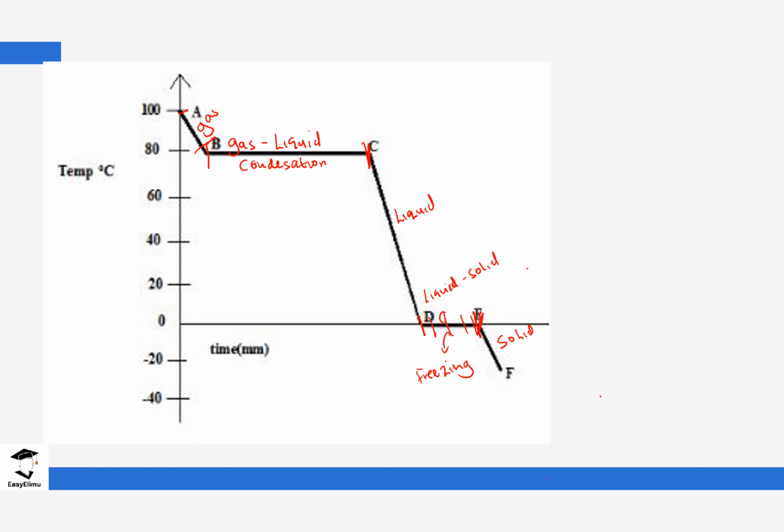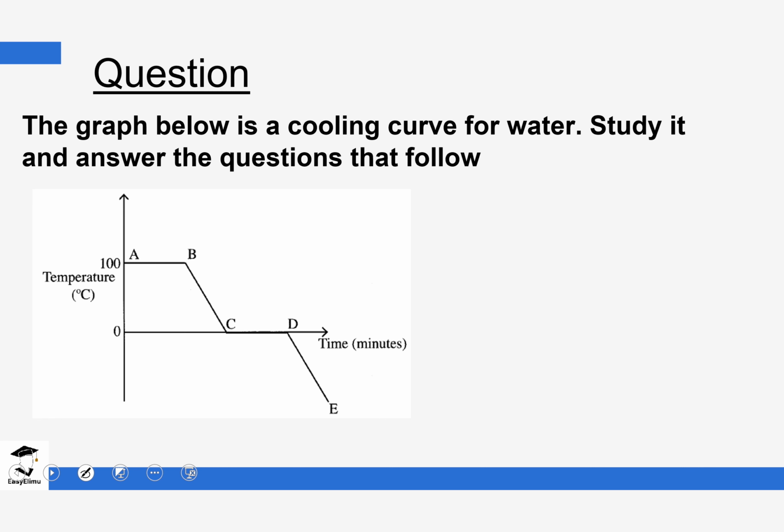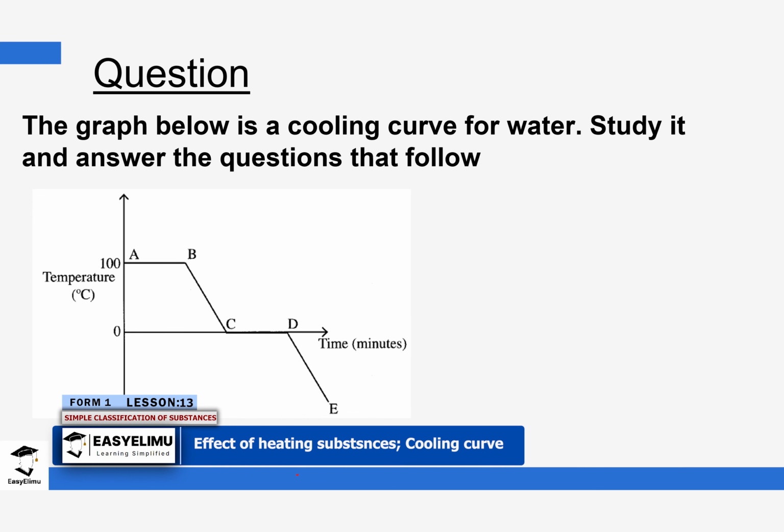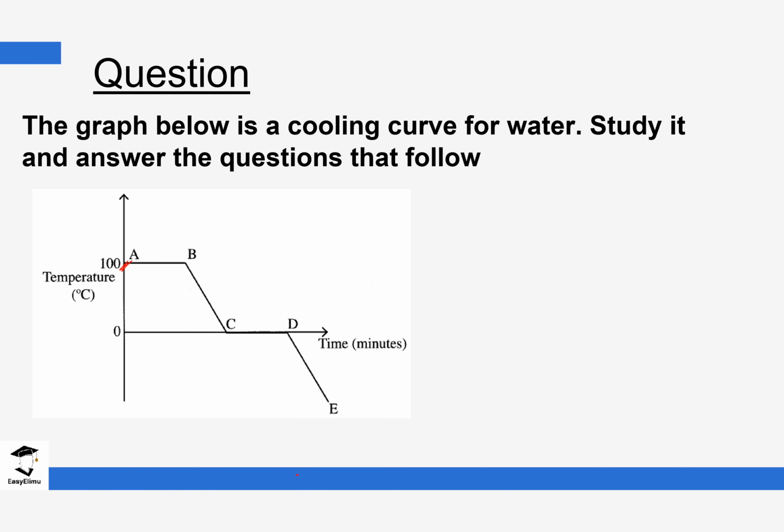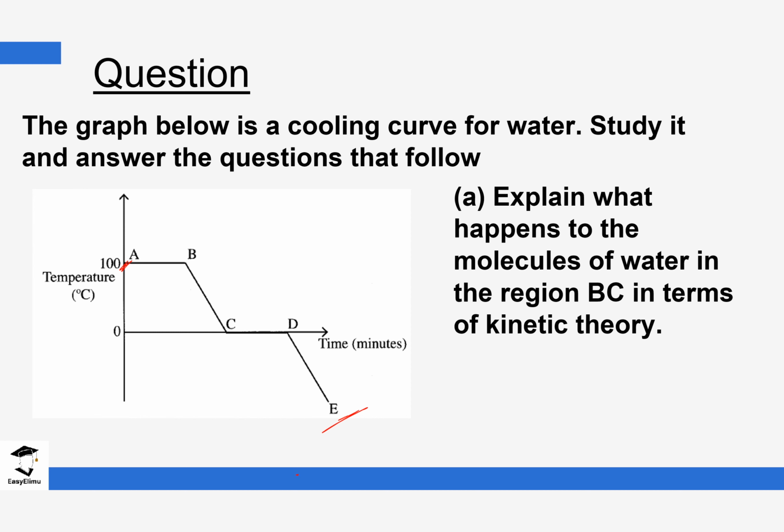So let's look at one sample question in regards to what we have discussed. The graph below is a cooling curve for water. Study it and answer the questions that follow. So we have the water. We are starting with it at 100 degrees Celsius. So it's not in gaseous state, it's actually in liquid state. And then we move up to point E. So explain what happens to the molecules of water in region BC in terms of kinetic theory.